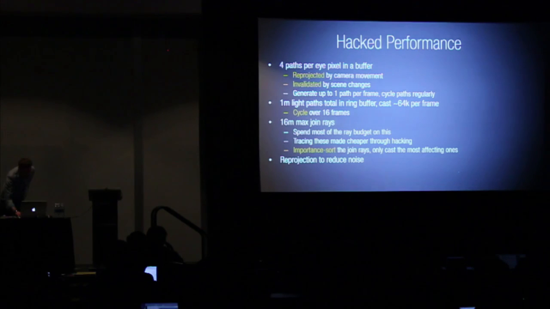So with the hacked performance, I have more eye rays per pixel because I found that this is like a major quality differential. I have them in a cyclic buffer, and they update slowly, and as much as possible they're cached. Light paths as well, as much as possible, are cached. They cycle very slowly. Light rays, by not moving lights too quickly, I can easily get around the issues of having to regenerate light rays. And finally, I have an awful large number of join rays.